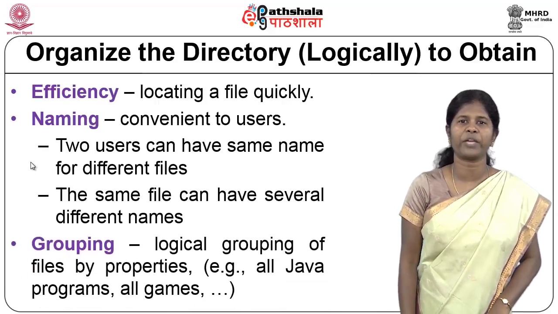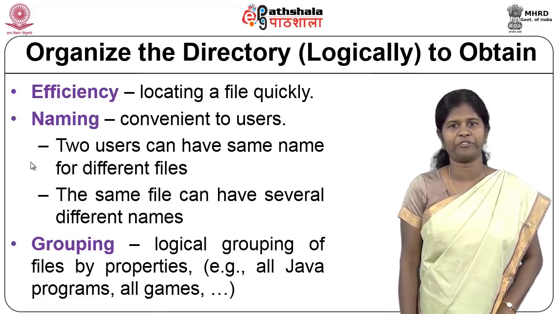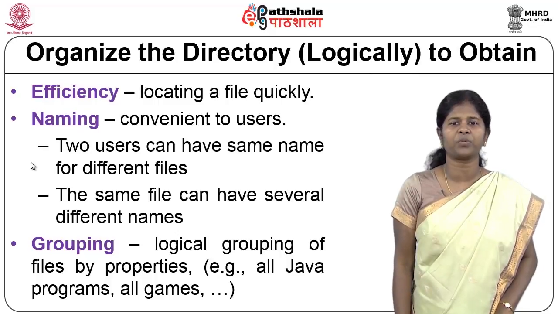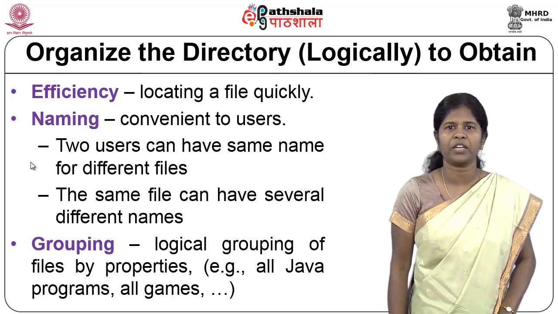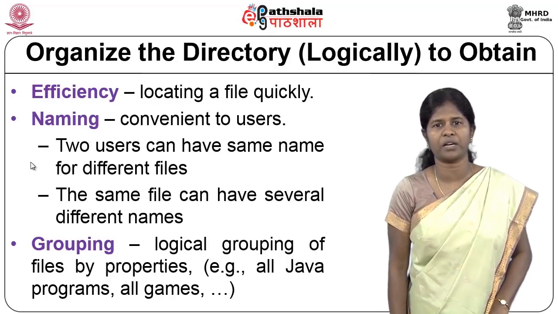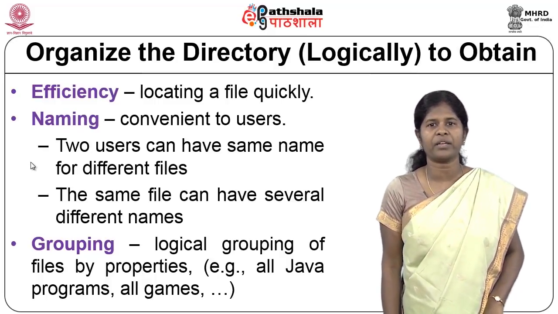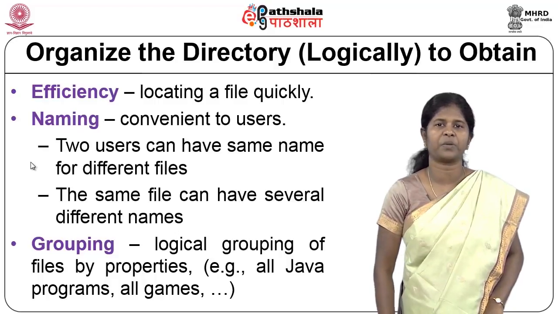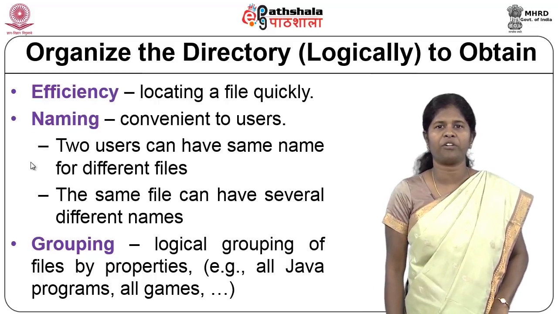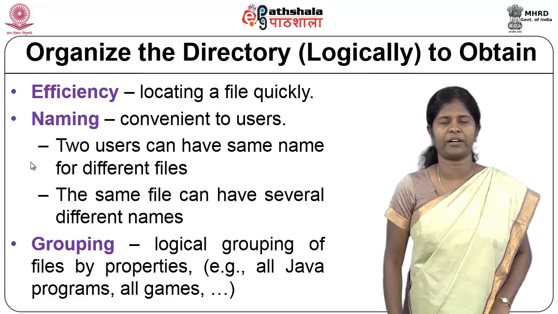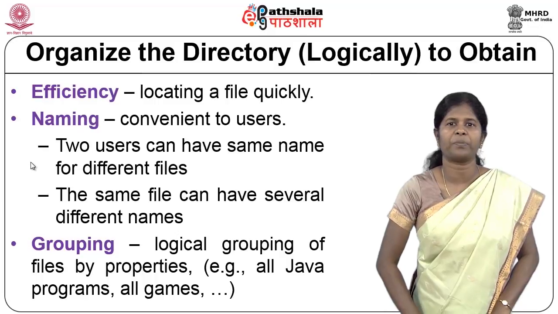And the next is grouping of files. Based on the type of the file, based on the properties of files, you need to logically group the files. Say for example, you write C programs as well as Java programs. Then you may want all the C programs to be put under one particular directory, and all the Java programs under another directory, or maybe some games put under another directory and so on. So, logically you can group similar types of files into a particular directory, so that it will be easier to access, and easier to know which files are present where.